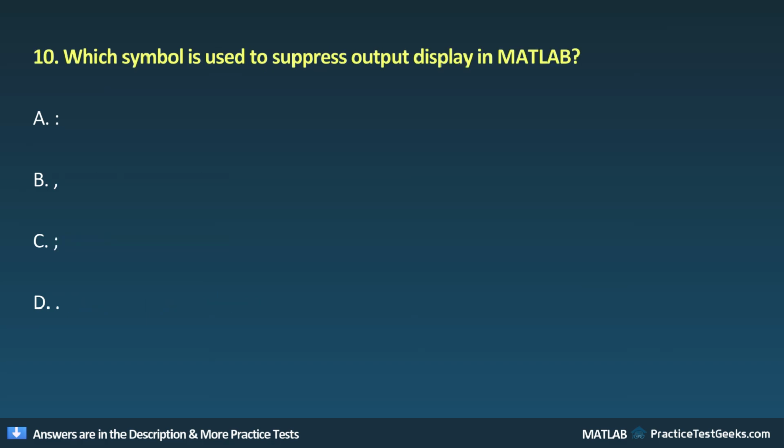10. Which symbol is used to suppress output display in MATLAB? A. B. C. Semicolon. D. Period.